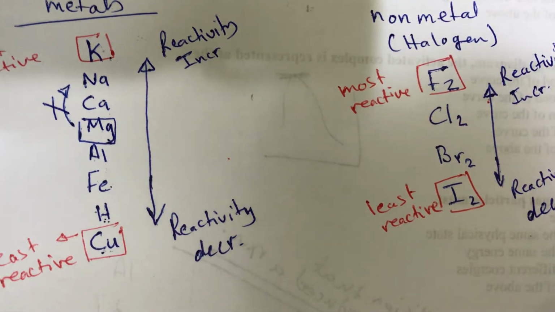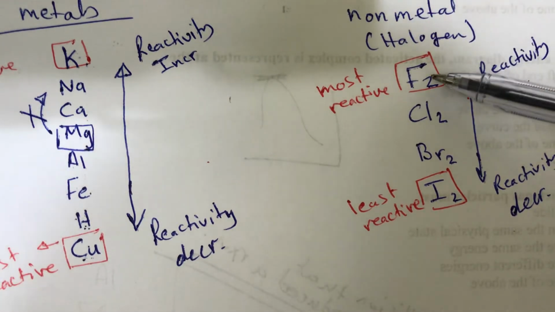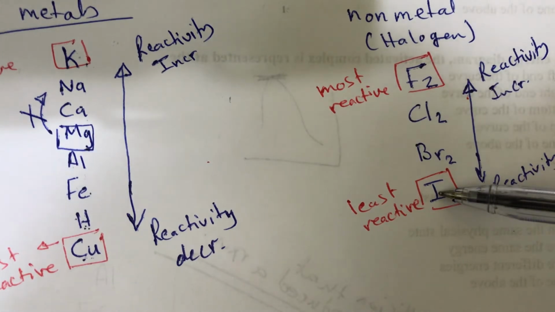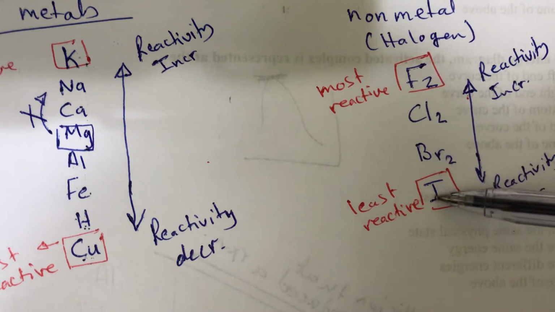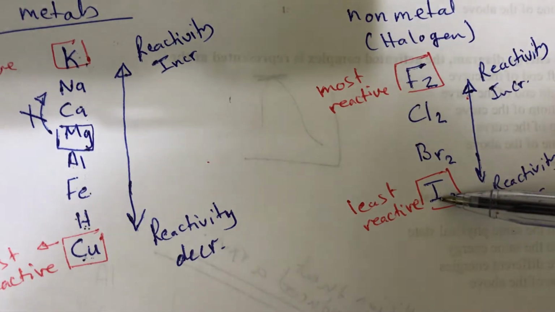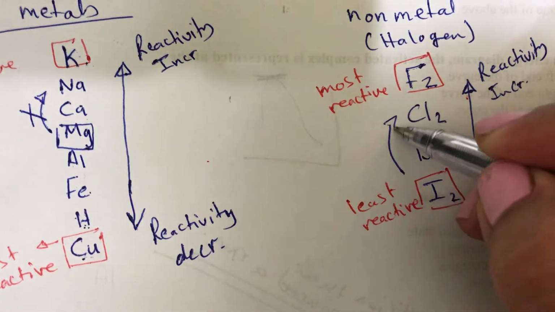The same for group 7 in the periodic table, halogens. Fluorine is the most reactive halogen, and iodine is the least reactive halogen. So fluorine can replace chlorine, bromine, and iodine. But for example, iodine can't replace bromine or chlorine or fluorine.